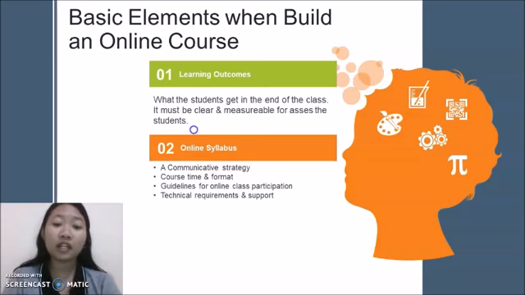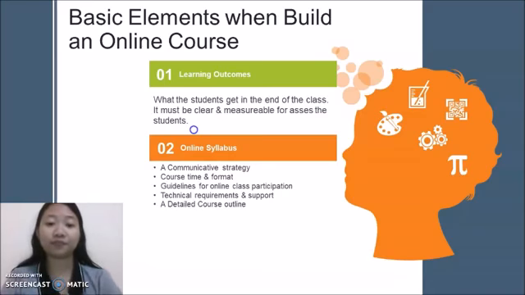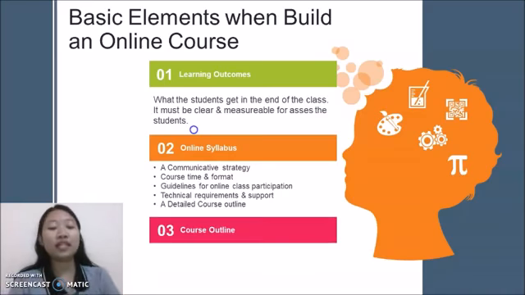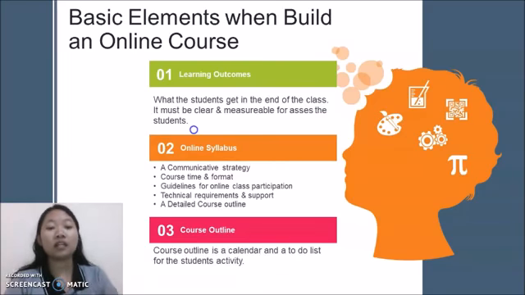The technical requirements and the support include how the students can get help if they are having trouble when making a project. And the last is the detail of the course outline. So the third is the course outline. A course outline is a calendar and a to-do list for the student in one lesson.